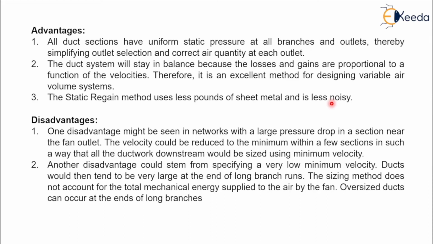What is the disadvantage? One disadvantage might be seen in a network with a large pressure drop in a section near the fan outlet. When the fan is blowing air, at that point there is a large pressure drop because velocity is high. So the velocity could be reduced to a minimum within a few sections in such a way that all the ductwork downstream would be sized using minimum velocity.